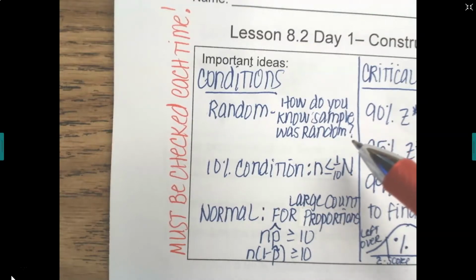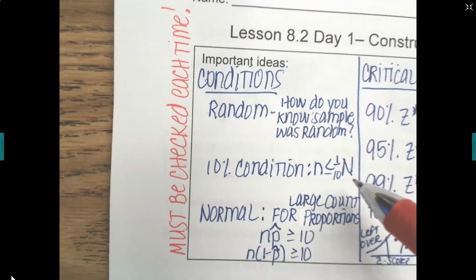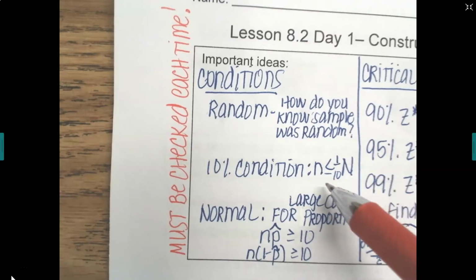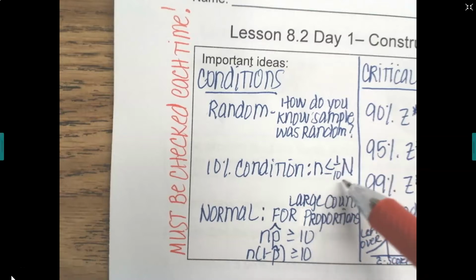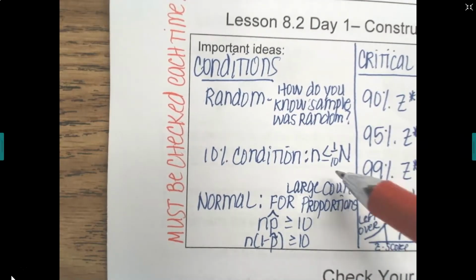We also have to check the 10% condition so we can use our standard error formula or standard deviation formula. Remember, you have to make the comparison that your sample size is less than 1/10 of whatever your population is. Okay? You can't just say 10% condition checked. You actually have to show it worked out, showing that you checked it.